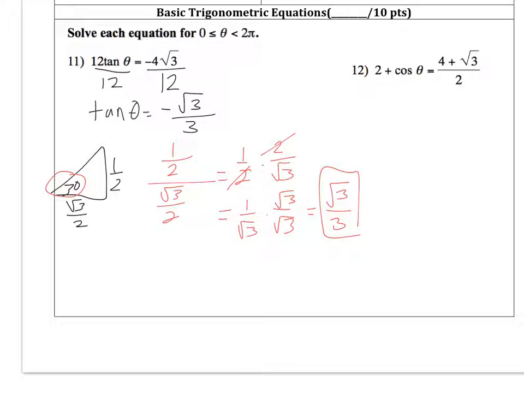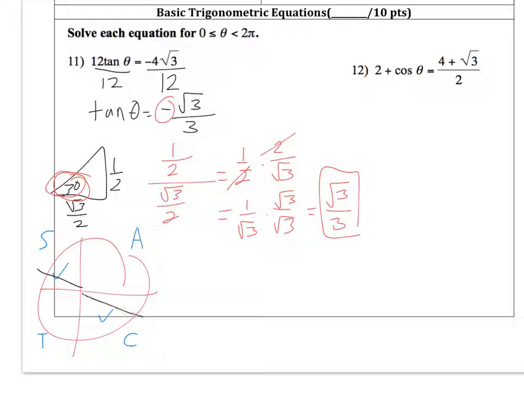Okay. We know we're in the 30-degree family. We know this is negative. So if I take a look at my unit circle, we know that tangent is going to be negative in the second quadrant and in the fourth quadrant. So we're looking at the 30-degree angles in these two quadrants. That's going to be 5 pi over 6, and that's going to be 11 pi over 6. Since we're looking between 0 and 2 pi, those are the only two that I need to do.